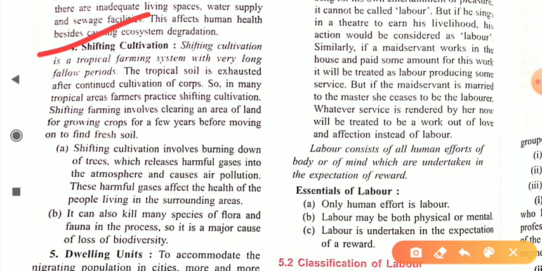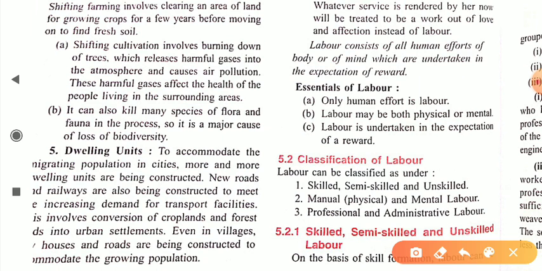Shifting cultivation involves burning down of trees, which releases harmful gases into the atmosphere and causes air pollution. These harmful gases affect the health of the people living in the surrounding areas. Next, it can also kill many species of flora and fauna in the process. So it is a major cause of loss of biodiversity. So we can say that shifting cultivation is not good for our ecosystem.